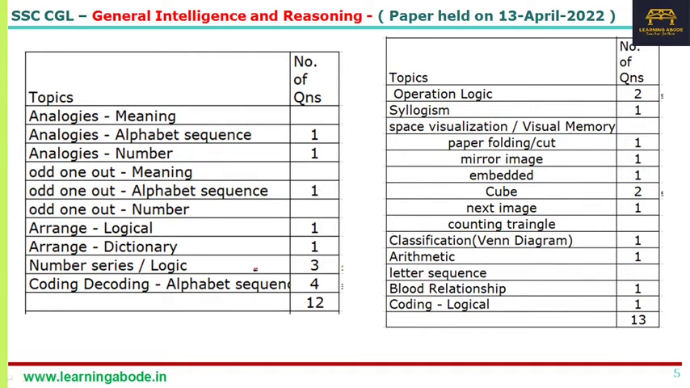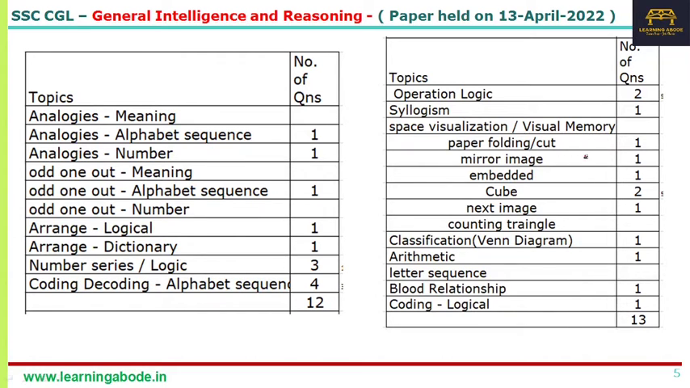Now these may be image based. You can look at it like this: there is 1 mirror image based question, 1 embedded image based question, 1 or 2 cube questions, next image in the series, or paper folding and cutting. There is 1 question of that kind.